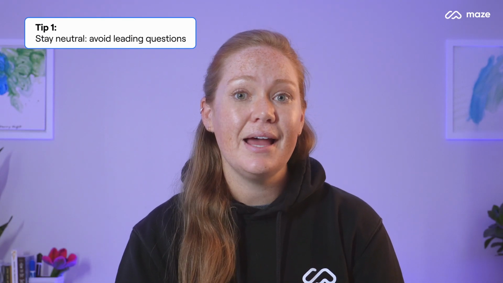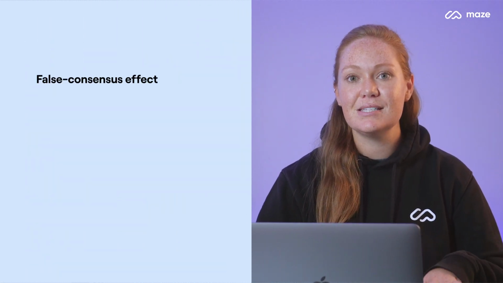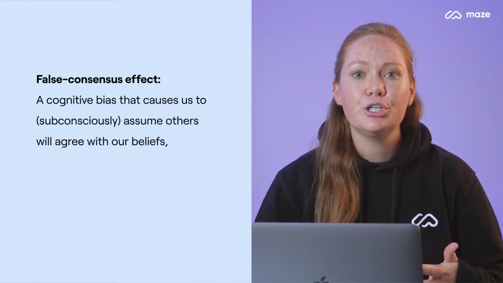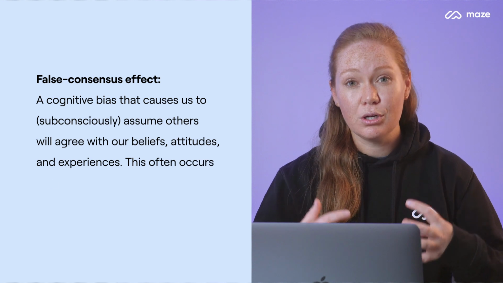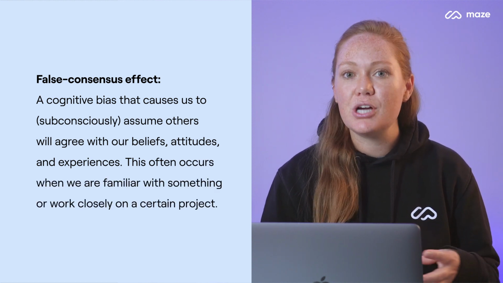The biggest tip I have is to be a neutral party and avoid leading your research participants. Research isn't helpful if it's biased. So your questions need to be impartial. We've spoken about the false consensus effect in other videos, but put briefly, it's a psychological effect where when we work closely on a project, our brains naturally overestimate how much others will agree with us. This is why unbiased questions and solid usability testing are so important during user research.